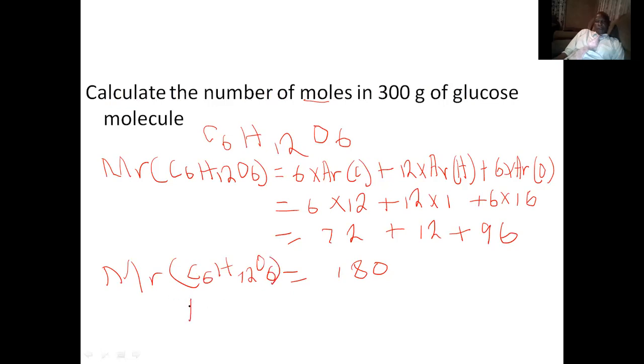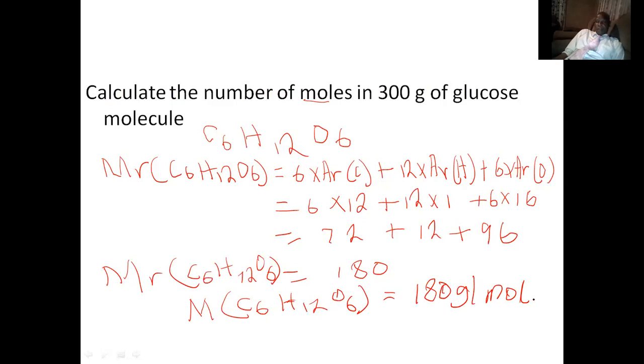And therefore, the molar mass for glucose would be 180 grams per mole.